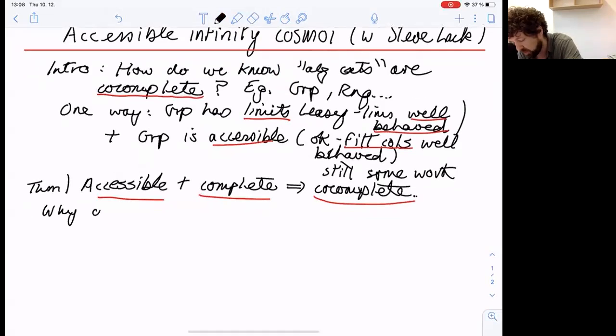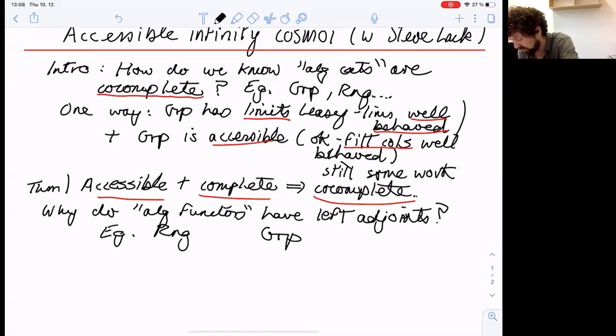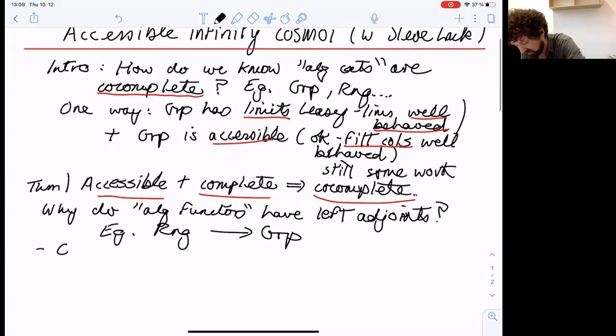Another similar question is why do algebraic functors have left adjoints? So for instance, we might look at the forgetful functor from rings to groups. I was just teaching this sort of thing in Algebra 3, actually. I'm not sure it was entirely appropriate for the course, a bit categorical, but there you go. So that's why I'm thinking of this stuff.